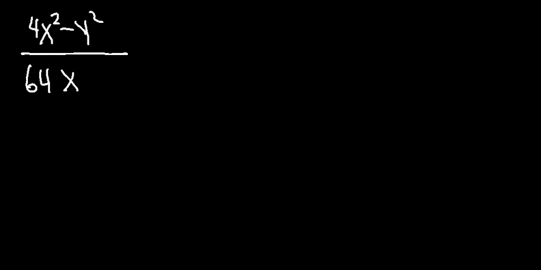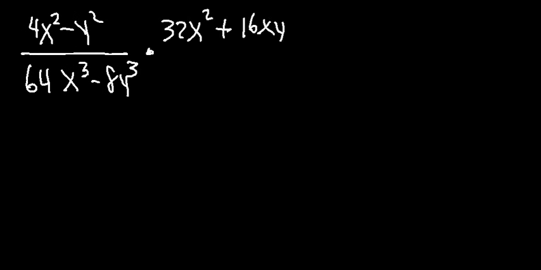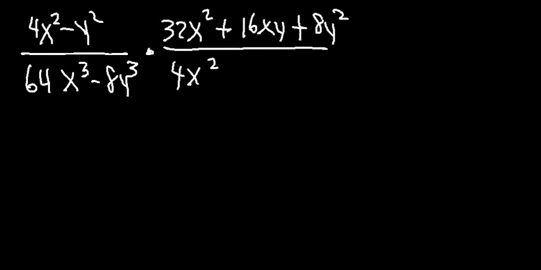What about this one? 4x squared minus y squared divided by 64x cubed minus 8y cubed, times 32x squared plus 16xy plus 8y squared, divided by this stuff.